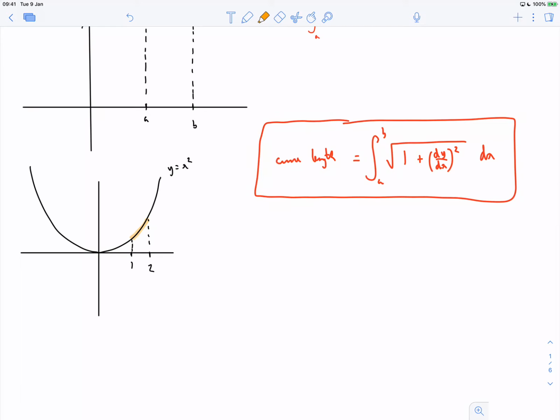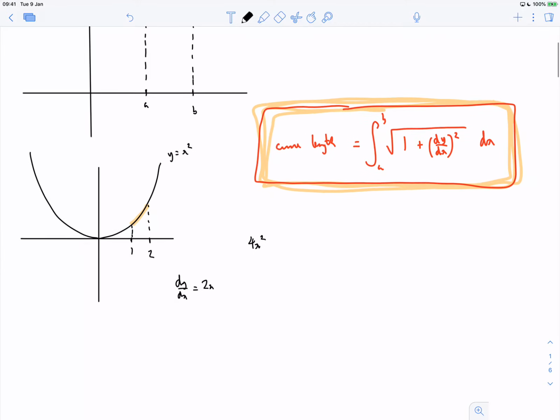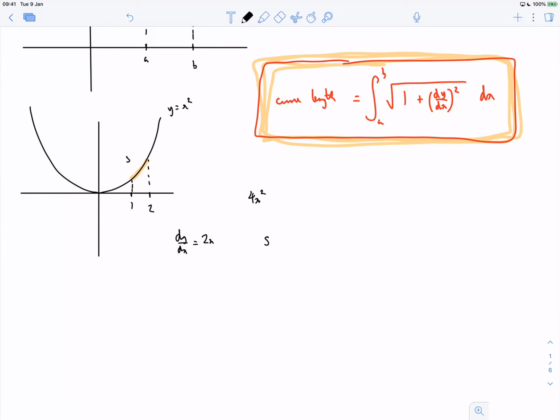make it nice and big and highlight it. So what does the formula tell us to do? Well, it says differentiate it, so dy by dx, which is 2x, square it to get 4x squared, and then to find that curve length, we'll call this s. This is just the integral between 1 and 2 of the square root of 1 plus the derivative squared, which is 4x squared, and this is dx. Okay, well, that's going to be quite difficult to do.